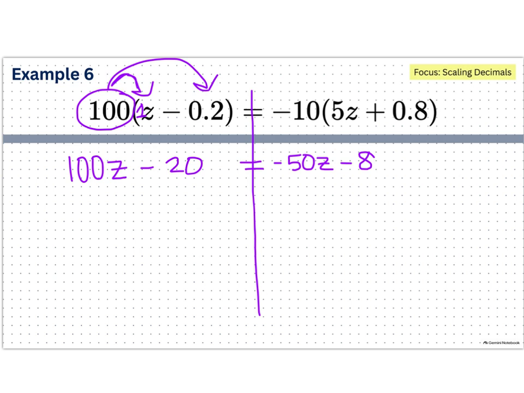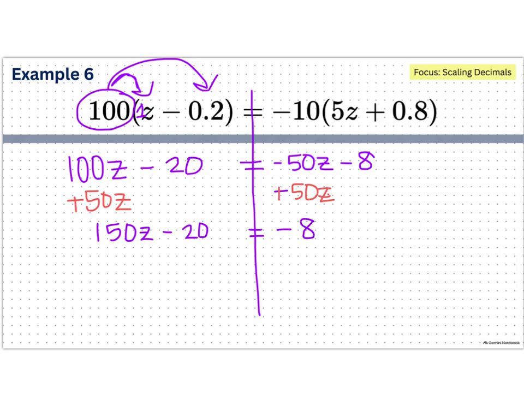So looking at each side, we do not have any like terms. This has a z, this doesn't. This has a z, this doesn't. So no like terms. But we do have variables that we need to move. So this negative 50z, I'm going to move it over to the left here. So I'm going to add 50z to both sides. Okay, and then once I do that, 100z plus 50z is 150z. And then I'm bringing down this negative 20 here. And then on the right, I just have a negative 8.